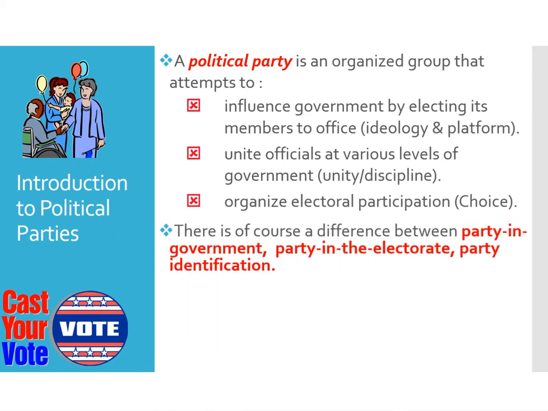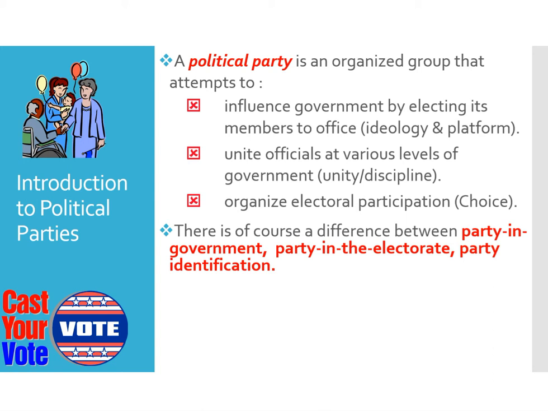And there is, of course, a difference between party in government, party in the electorate, and party identification. Party in government, as I'll explain in just a moment, but real quickly, means those leaders who are elected to the halls of government, whether it be Congress or a state legislature or a county board or county commission. Particularly if they are elected on partisan ballots, they're elected to represent in government and to coalesce within government.